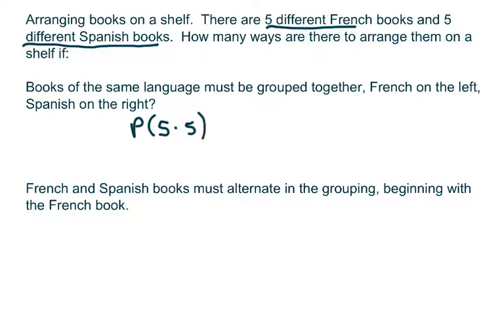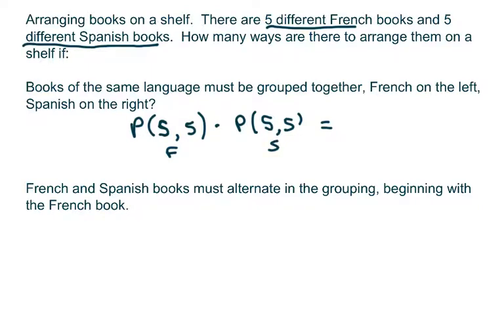for the permutations. That's for the French. And then for the Spanish, that would be 5 choose 5. That should be a comma here. And so that's going to be 5 factorial times 5 factorial, basically. This would be the Spanish.